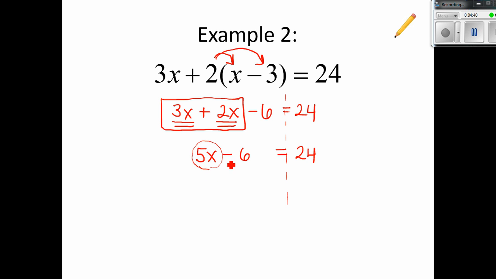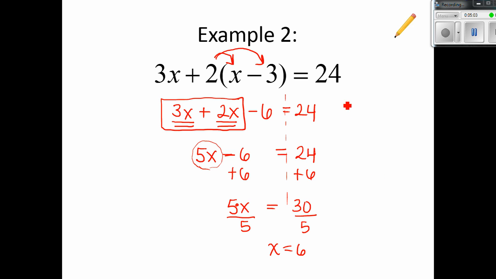Again, I'm trying to get that x alone. Before I can do that, I need to go ahead and just keep that as a group and get rid of the negative 6. So to move the negative 6, I would add 6 to both sides, and I would get 5x equals 30. And then the opposite of multiplying is dividing, and x will equal 6.